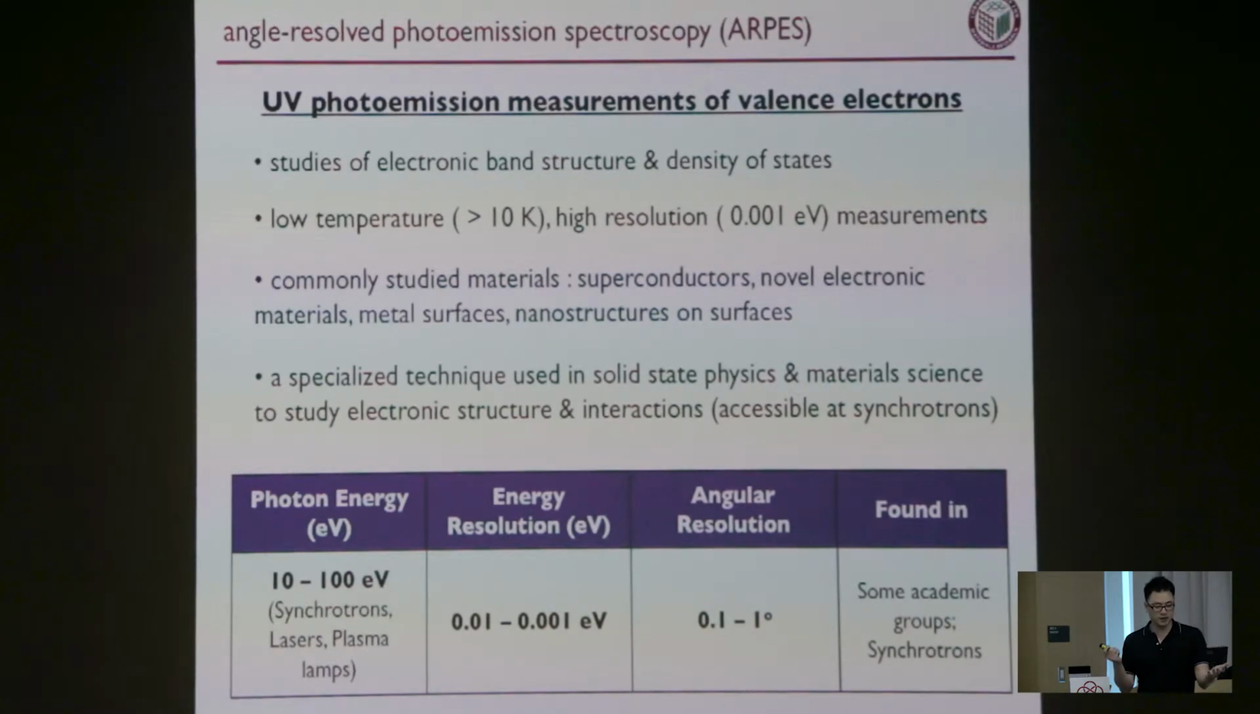So, quantum materials are things like superconductors, topological materials. There's a whole class of research basically interested in surface physics. So that's sort of what this is conventionally used for.